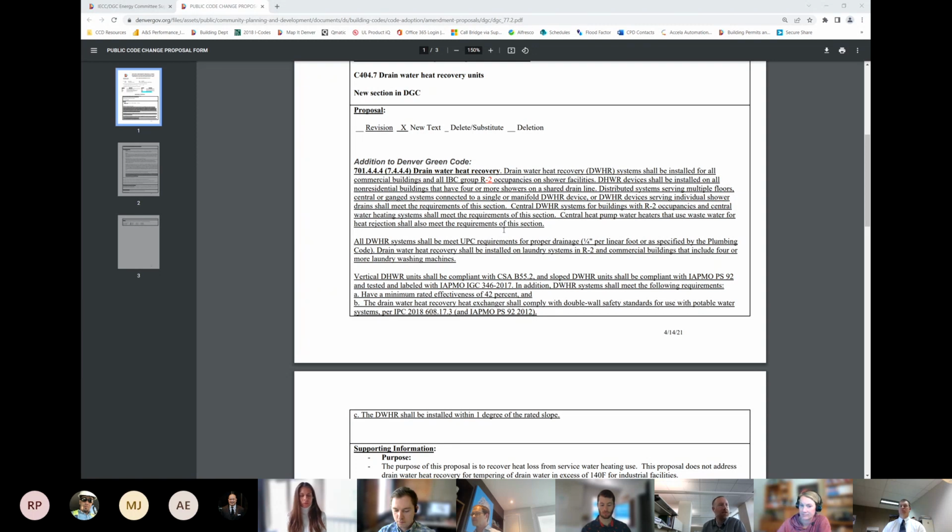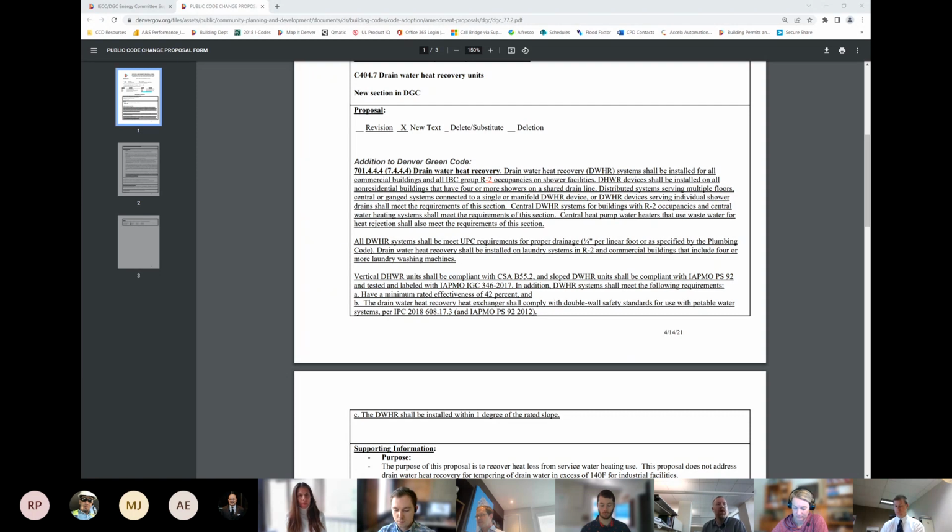So the next sentence says, on non-residential buildings that have 4 or more showers on a shared drain line. So now we've gone from commercial and R2 occupancies to now a non-residential building. So it's like a third word or term of jargon being thrown in here. And 4 or more showers on a shared drain line.